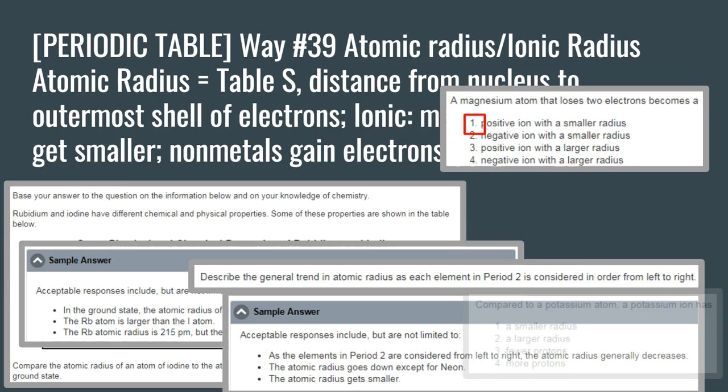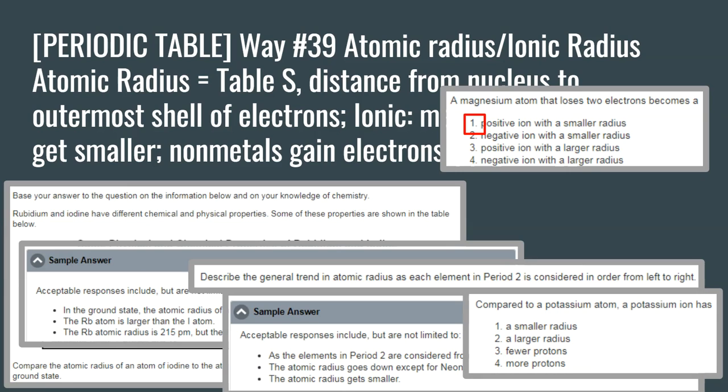That's the correct answer. Compared to a potassium atom, a potassium ion has... Okay, potassium is a metal. So as metals lose electrons, it's going to become a smaller radius. Answer choice 1 is correct.